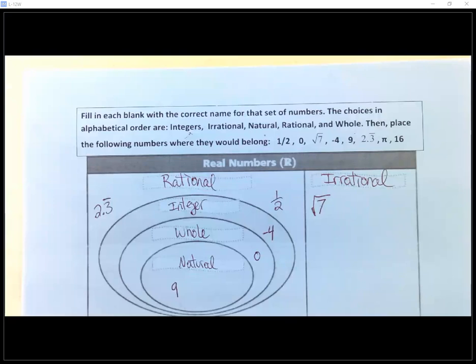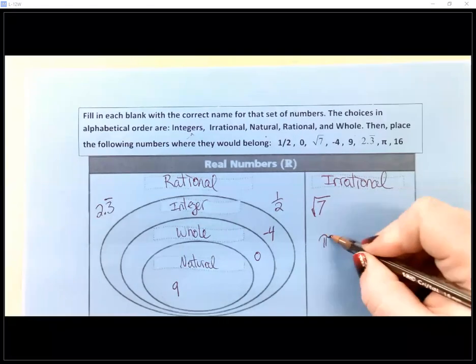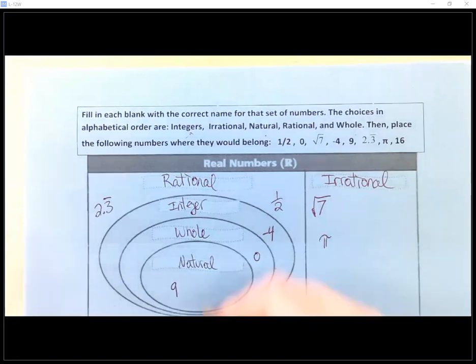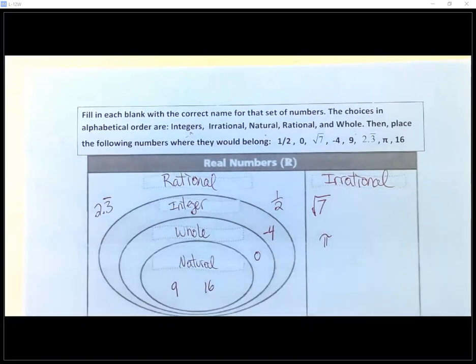All right, pi, where does it go? Irrational. That's an irrational number. That's probably our favorite irrational number. Never ends, never repeats. It's a wild number. And last one, the number 16? Natural. Okay, we will pause there for lunch.